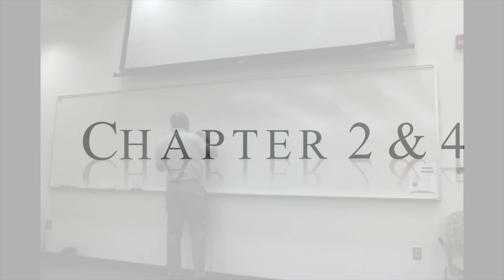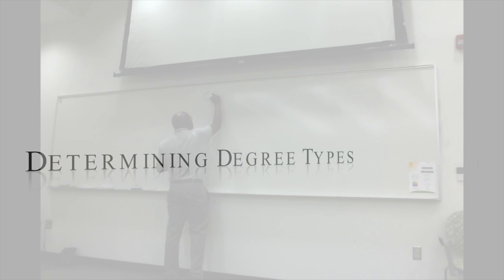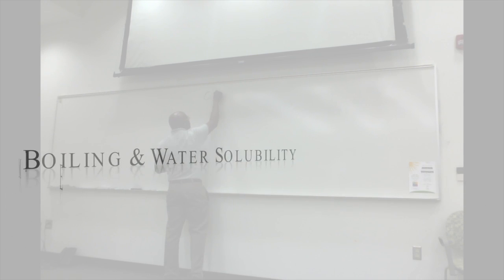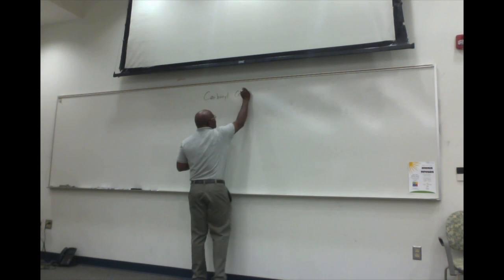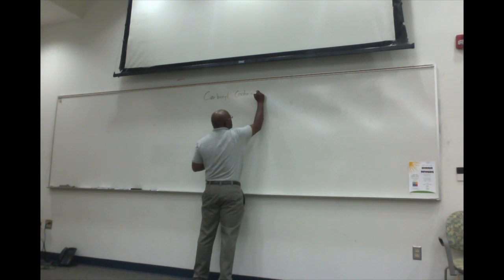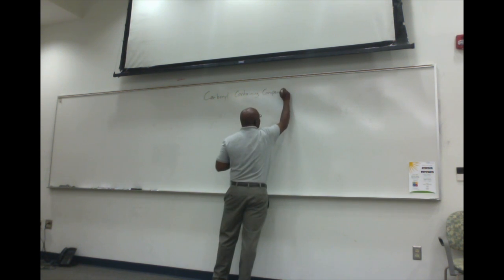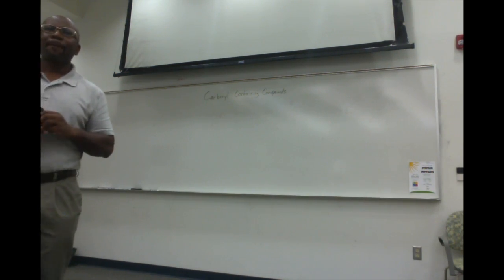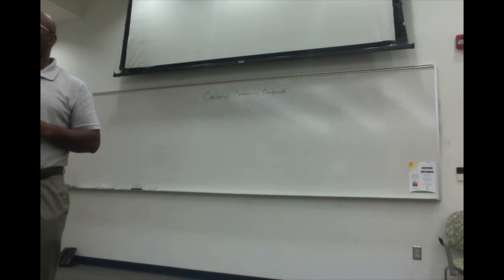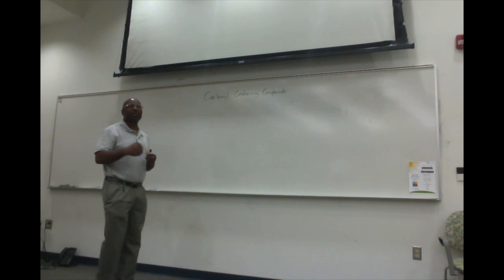Here we still talk about functional groups. We have carbonyl derivatives, carbonyl-containing compounds, carbonyl-containing molecules. Also, we're going to talk about, probably in organic chem too, the oxidation products of alcohols. One of the oxidation products of alcohols will form a carbonyl-containing molecule.